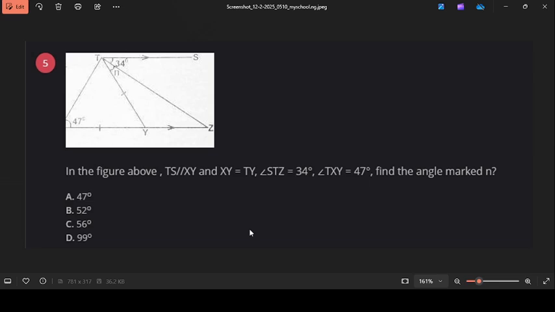The first thing we'll be looking at is the image, the figure above. They said that the length from T to S is parallel to the length of X to Y. I strongly believe that X is somewhere around that angle where we have 47 degrees. They also said that X is equal to TY. If you look directly into the image, you get a sense of what they're trying to show you.